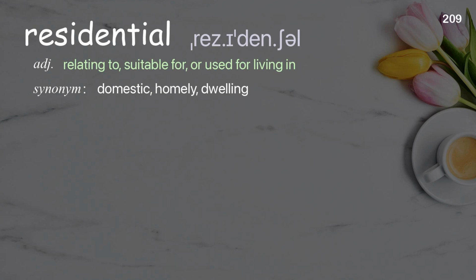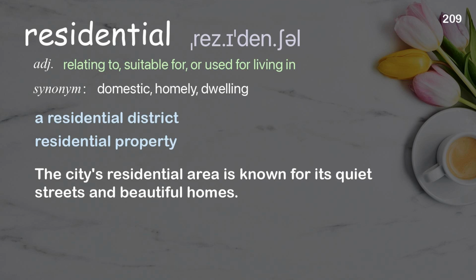Residential. Relating to, suitable for, or used for living in. Examples: A residential district. Residential property. The city's residential area is known for its quiet streets and beautiful homes.